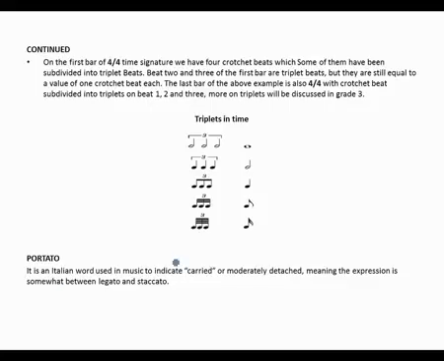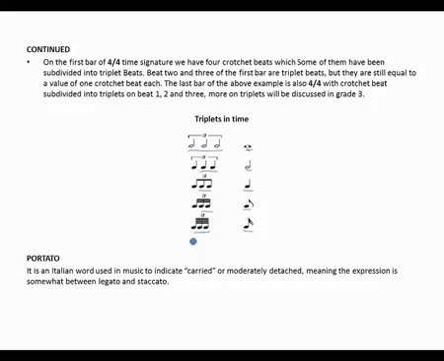Let's take a look at triplets in time. For a semibreve, we use triplets, but in minims. Then for a minim, crochet triplets, and for a crochet, obviously, it will be quaver triplets. For a quaver, it will be semiquaver triplets. For a semiquaver, it would be demisemiquaver triplets. Yes, demisemiquaver triplets.